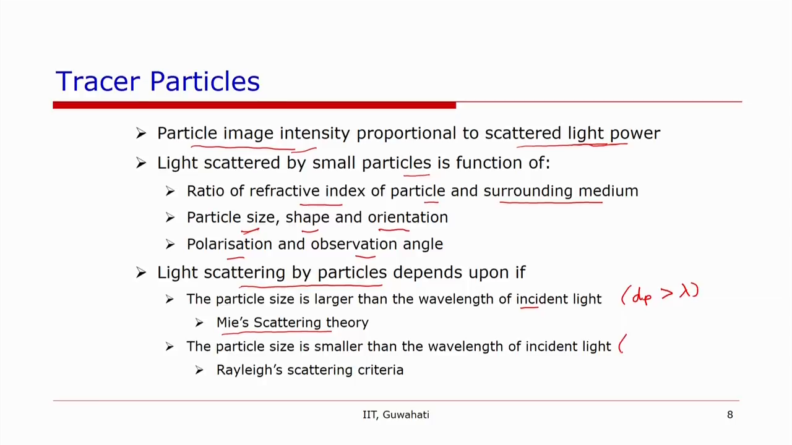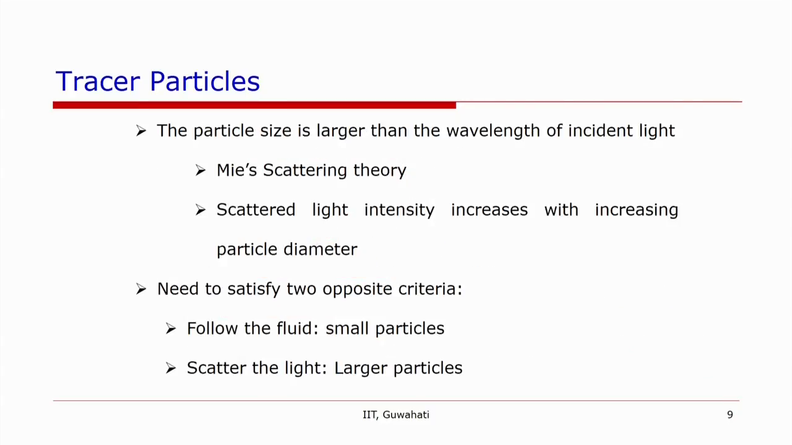Or when the particle is smaller than the wavelength of the incident light, which will be the case in micro PIV, then one needs to use Rayleigh scattering criteria, and these criteria have different dependence of the scattered light on the particle diameter. So, looking at the Mie scattering criteria, which is when dP is greater than lambda, when the particle size is more than the wavelength of the incident light, it has been observed that the scattered light intensity increases with increasing particle diameter. It is proportional to dP raised to the power 2. So, one would prefer larger particle diameter.